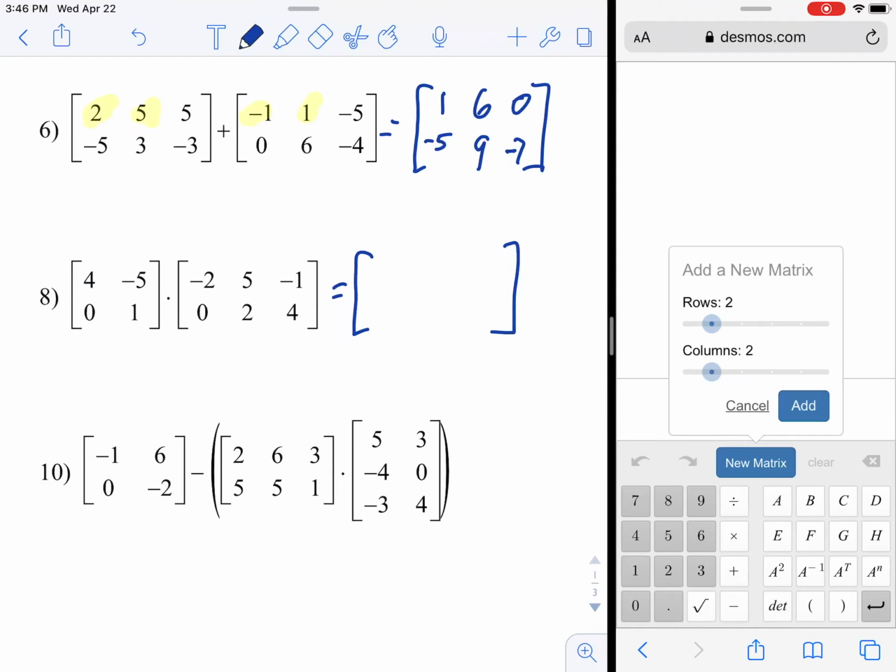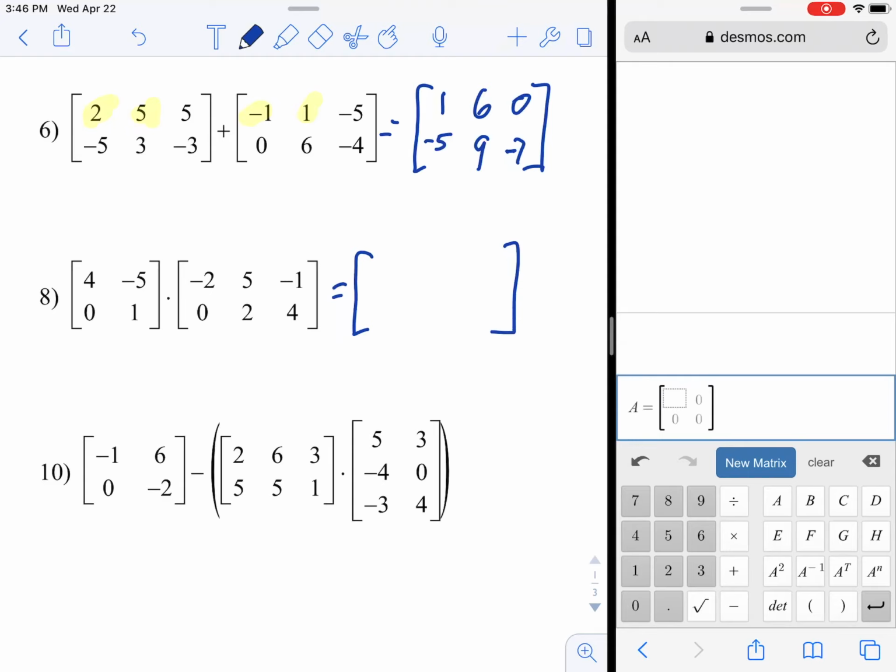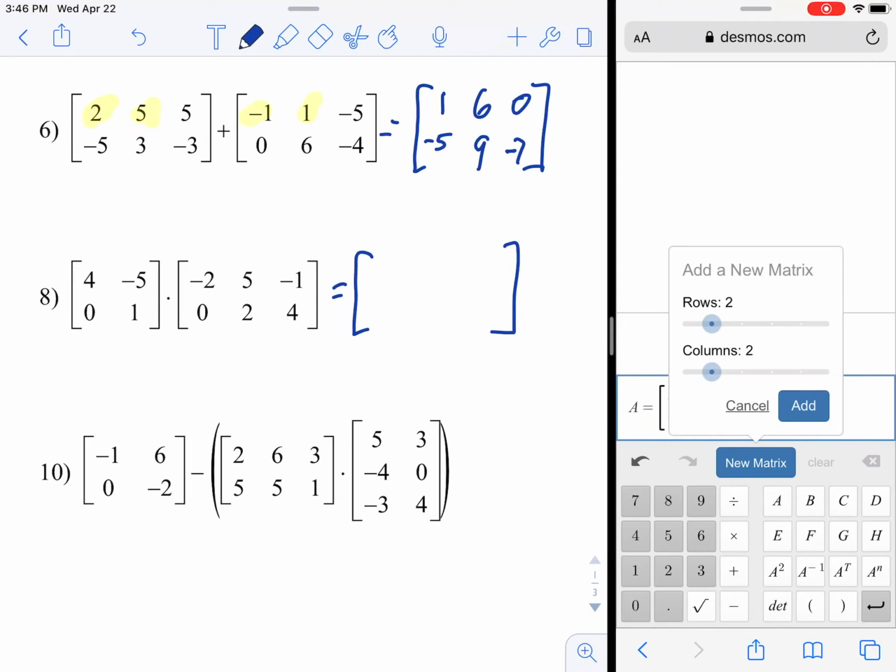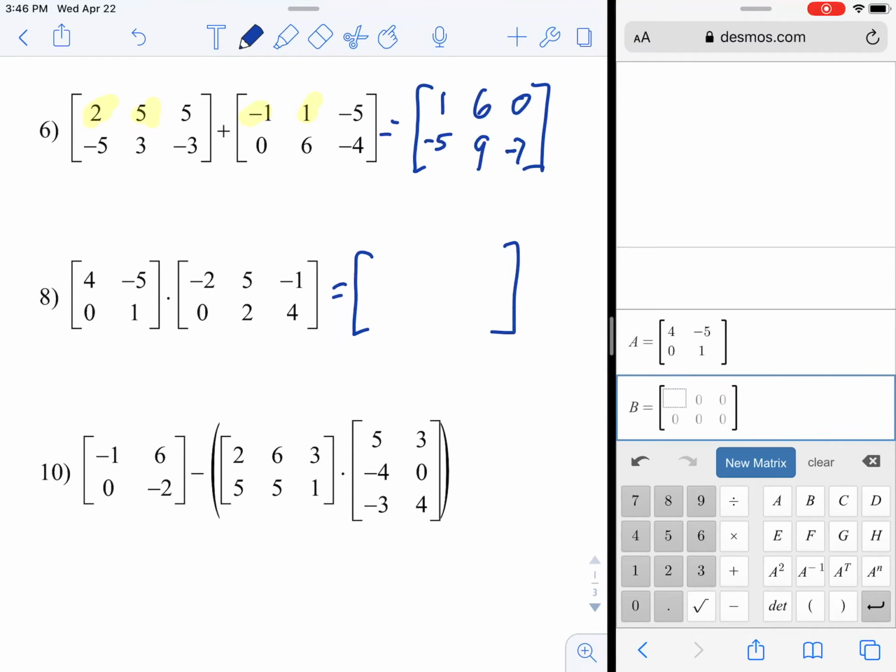New matrix, 2 by 2 is the first one. It's 4, -5, 0, 1. New matrix. This one is a 2 by 3, 2 rows, 3 columns, and that's -2, 5, -1, 0, 2, 4.